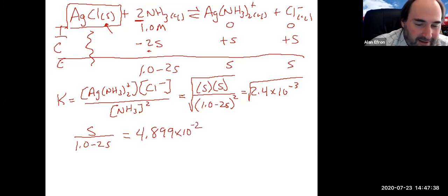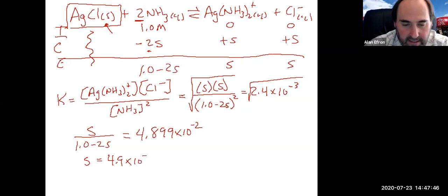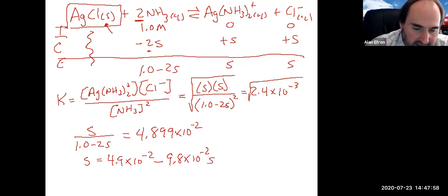We're going to multiply the bottom to the other side. That's going to give us S is equal to, I'll round here, 4.9 times 10 to the minus 2 minus 2 times that, 9.8 times 10 to the minus 2 S. We're going to bring that S to the other side and basically add 1 to it.